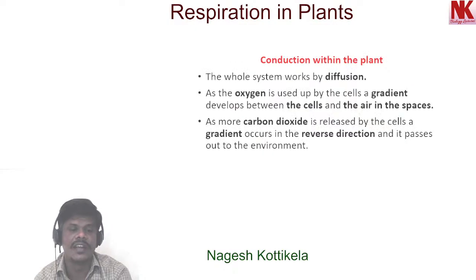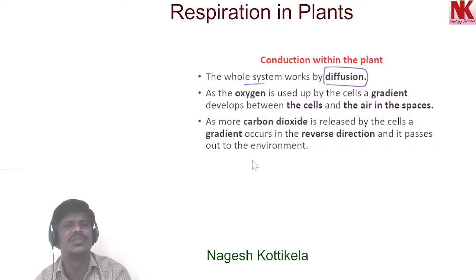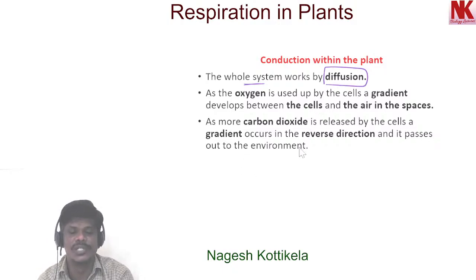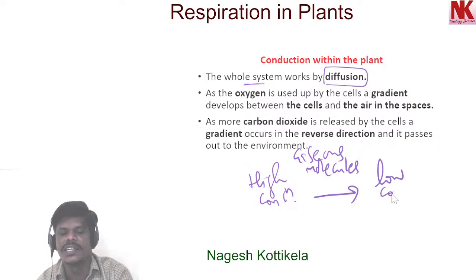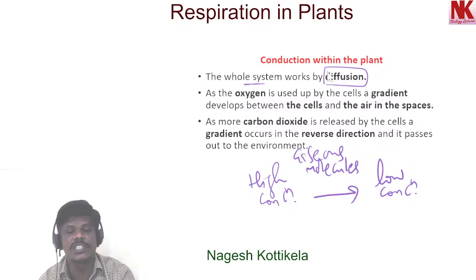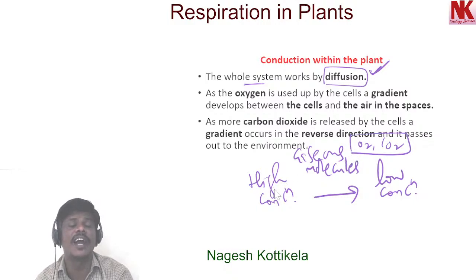Now after this the whole system works by diffusion. What is diffusion? It's very simple. Gaseous molecules, in this case oxygen and carbon dioxide, move from their higher concentration to lower concentration spontaneously. That is what we call diffusion. So spontaneous movement of gaseous molecules like oxygen and carbon dioxide, as we are discussing in this case, from their higher concentration to lower concentration is what we call diffusion.